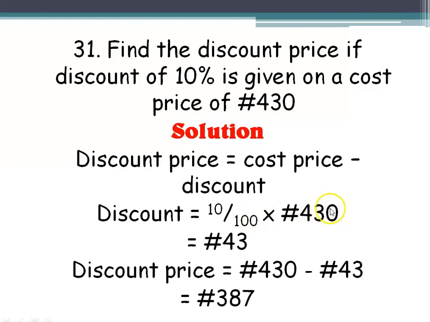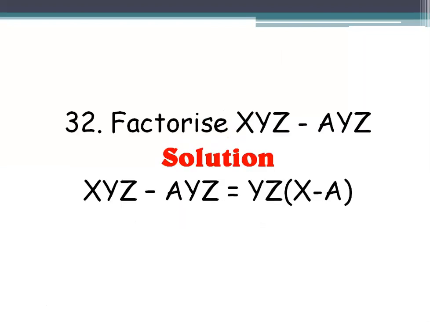Okay, this 0 cancels this 0. This 0 cancels this 0. So I'm left with 43 naira. The discount is 43 naira. Now, for me to know the discount price, I will just say the cost price 430 naira minus the discount 43 naira, and that will give me 387 naira. So this is the discount price. Is that okay? Alright. Question 32 says factorize xyz minus ayz.